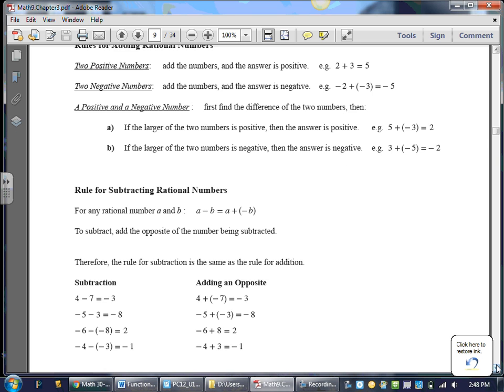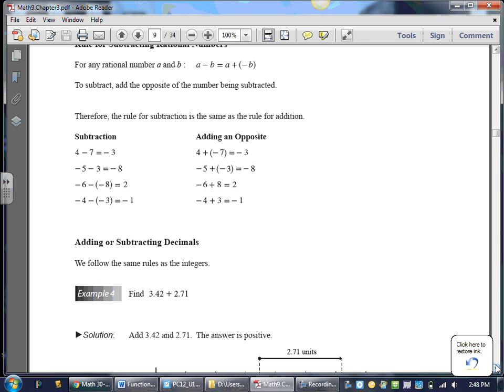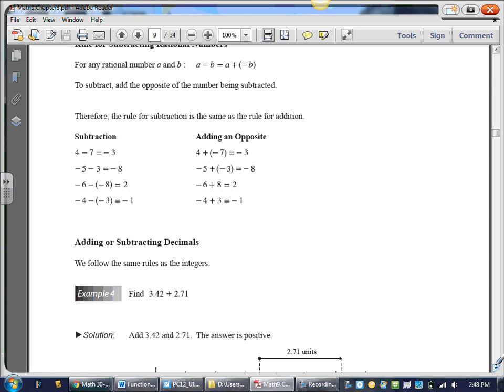Okay, so it says rules for subtracting. Again, I don't even look at the rules. Here's what I look at. This means you have 4, and owe 7. That means you owe negative 3 when you're done. Here, you owe 5 and you owe 3. That means you owe a lot. You owe 8.